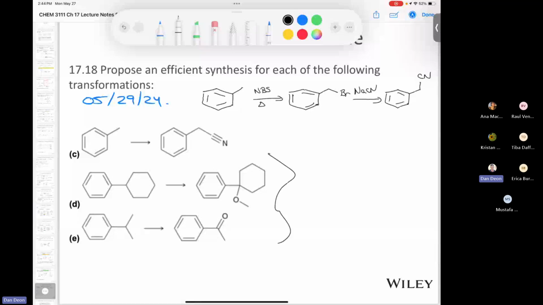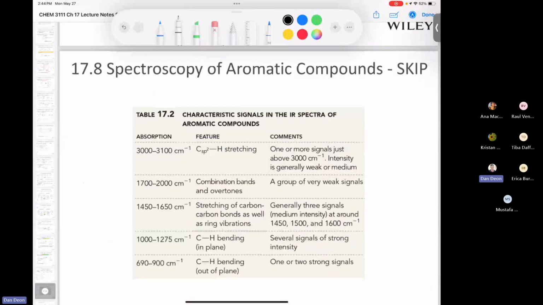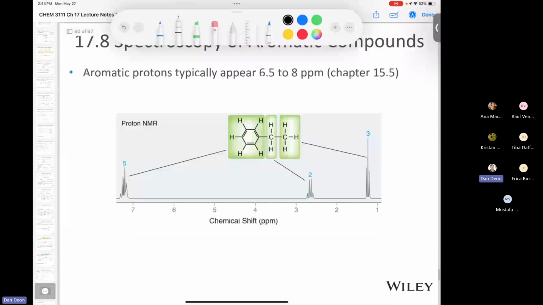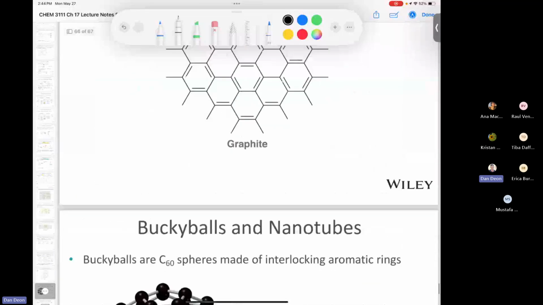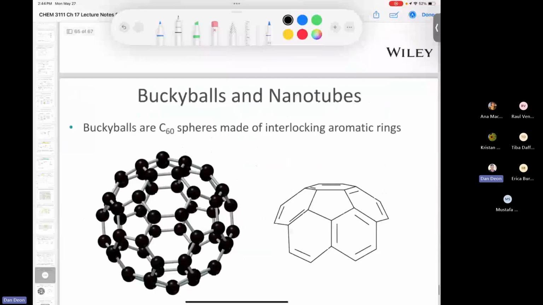And then we'll also take a brief peek at the spectroscopy of aromatic compounds. And that covers the entire chapter. These are all things that you would have seen, the spectroscopy of aromatic compounds, so there's nothing new in here whatsoever. The part about buckyballs, I'll leave that as an FYI. The part about nanotubes, I'll leave that as an FYI. And so we've essentially covered the entire chapter today.